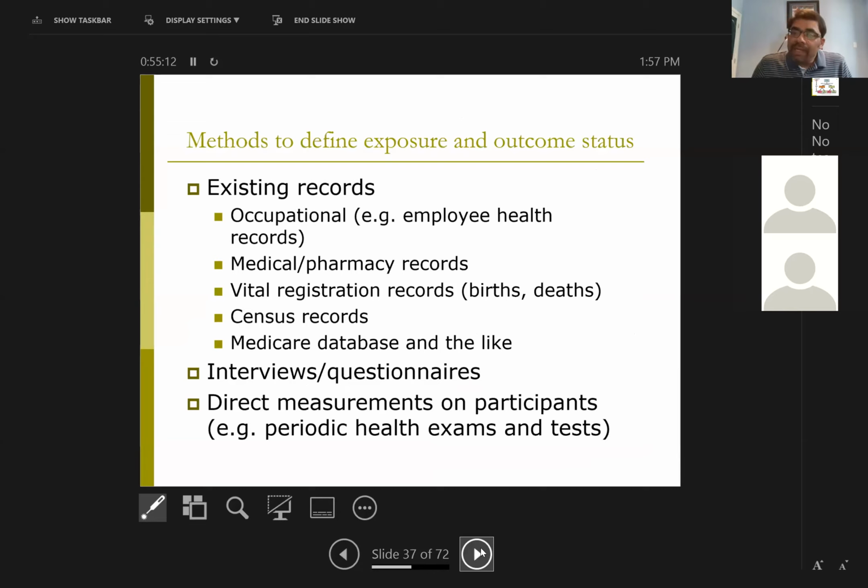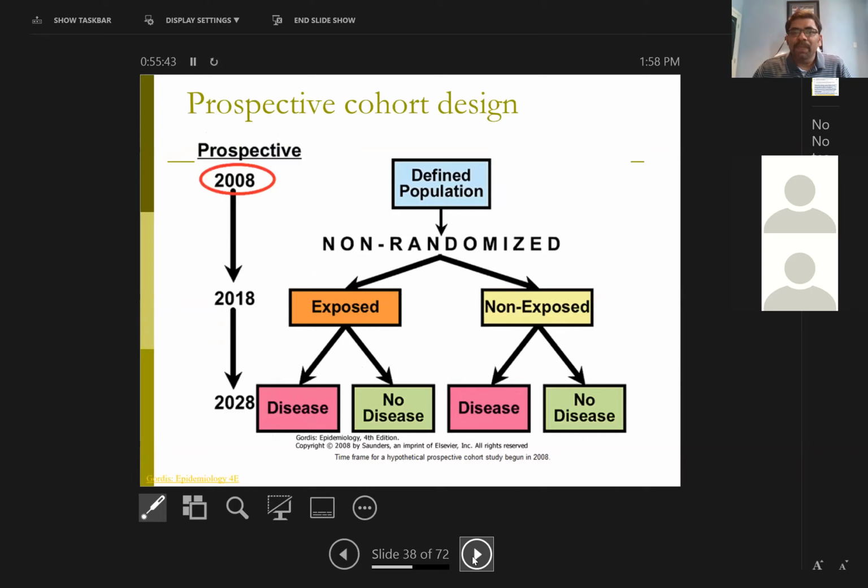And how do we collect exposure information? Well, you could use occupational records, you could use interviews, you could use medical records, pharmacy records, vital statistics data, questionnaires, periodic health exams, blood sugar samples, blood pressure instruments. You can do ECG. You can do all sorts of tests to collect information. So long as you repeat that kind of information over the same set of people, you get very rich data that you can analyze in the cohort study, right?